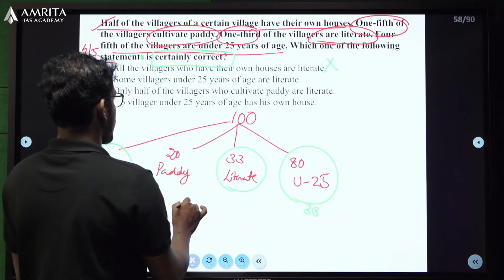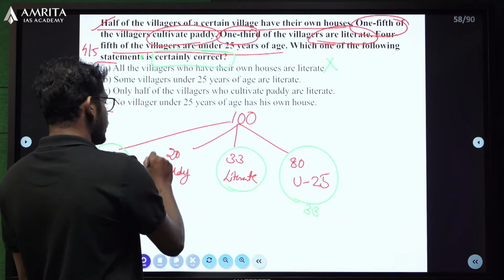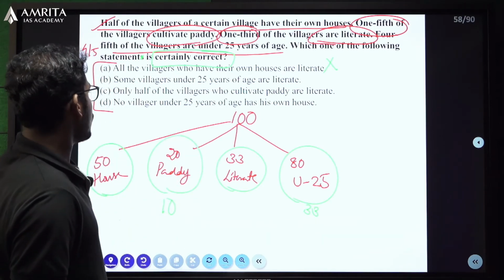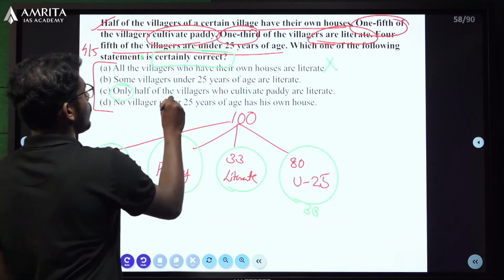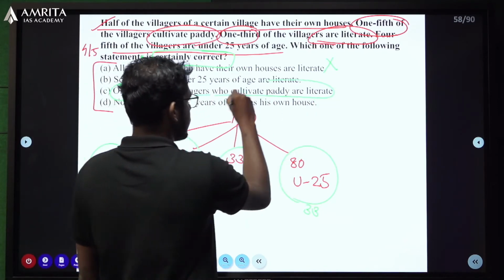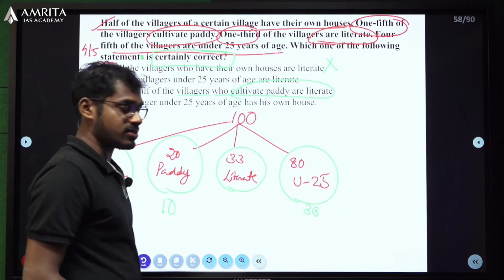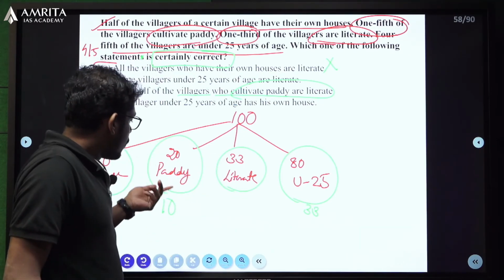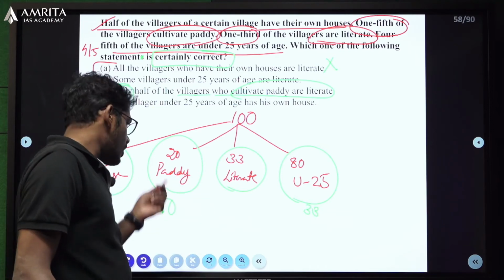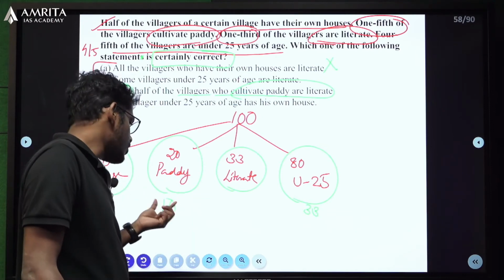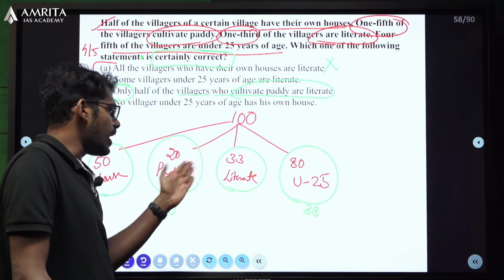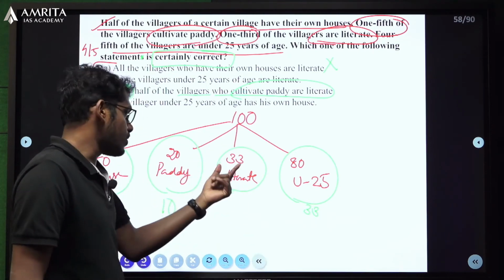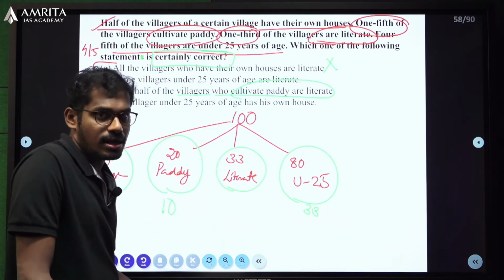Okay. There are a total of 20 villagers who cultivate paddy, and half of them, 10, are literate. We cannot say so definitely, because there are 33 villagers. So how can we say that only half of the villagers who cultivate paddy, that is only 10, are literate? We cannot say that. All the 20 can be literate, because 20 is less than 33.